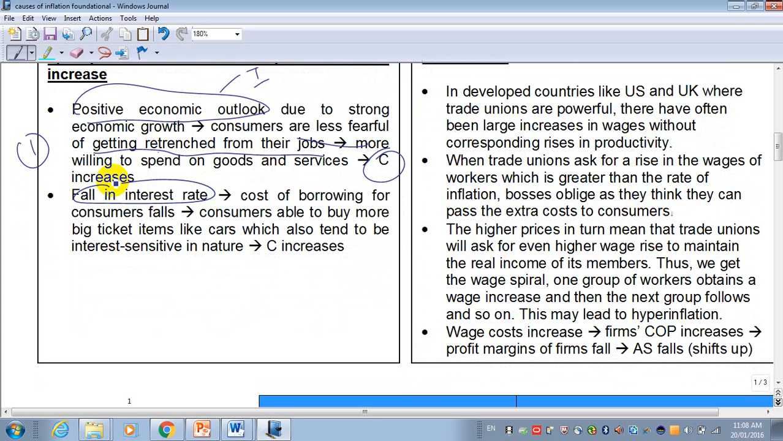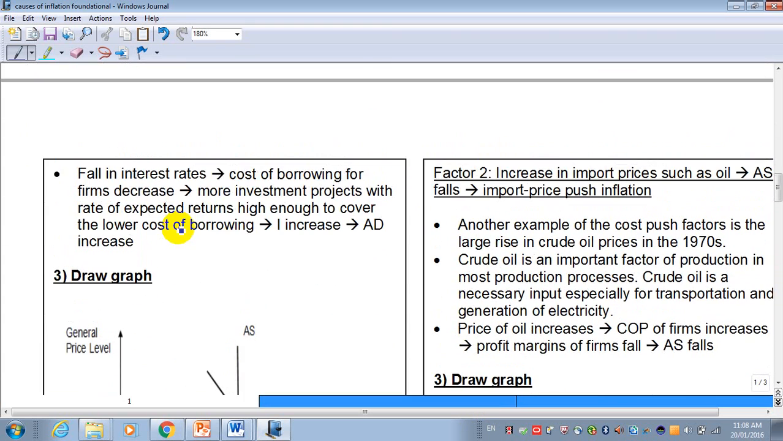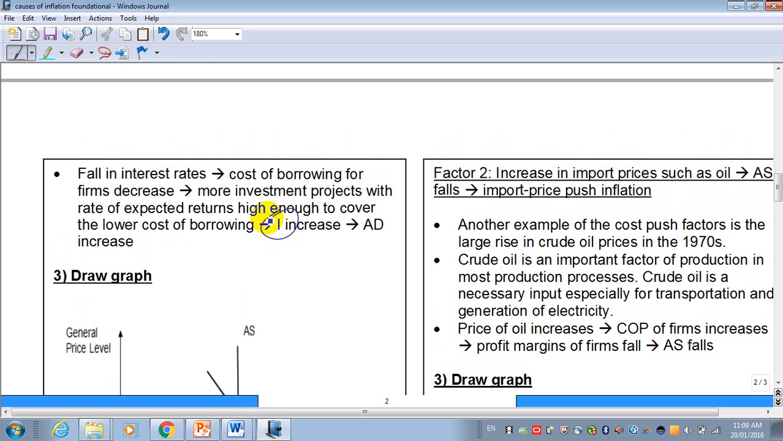Okay, which can reduce the cost of borrowing. Take note of all these economic terms that I'm pointing out to you right now. Okay? And since the cost of borrowing falls, so as a consumer, I want to buy a car. And since the interest rates to borrow a loan to buy a car has fallen, it's more likely that I will buy the car. Right? So consumers are able to buy more big ticket items like cars, which also tend to be interest sensitive in nature. The C increases. Don't forget that a fall in interest rates can also affect the I.